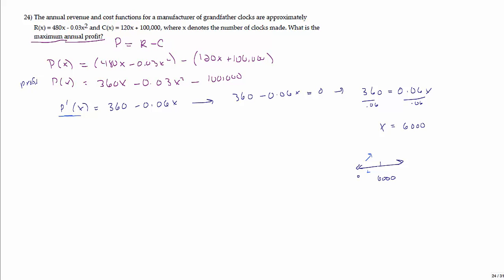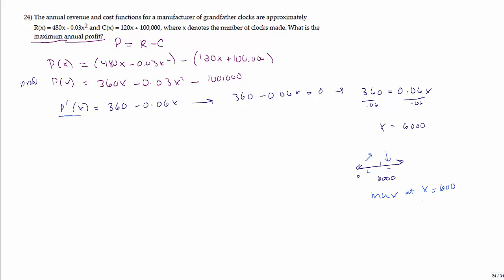And then I pick a number like 7,000. So when I plug 7,000 in here, I get 360 minus 0.06 times 7,000. So minus 420, that's going to be a negative, so it's decreasing. Okay, so I can see then that I do have a maximum at x equals 6,000.